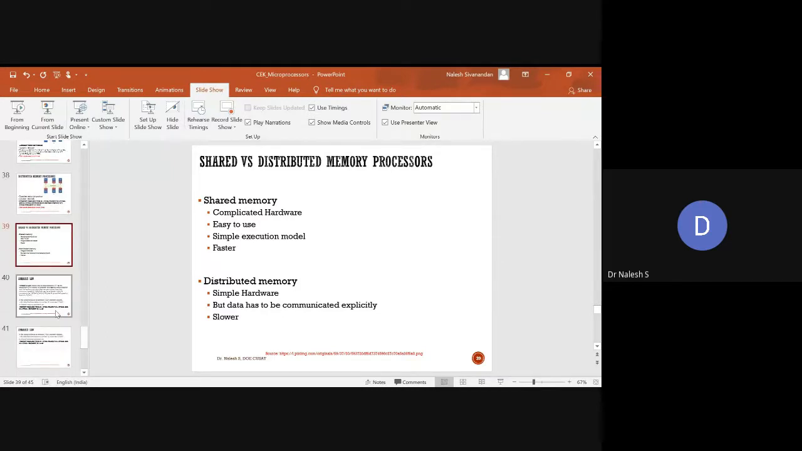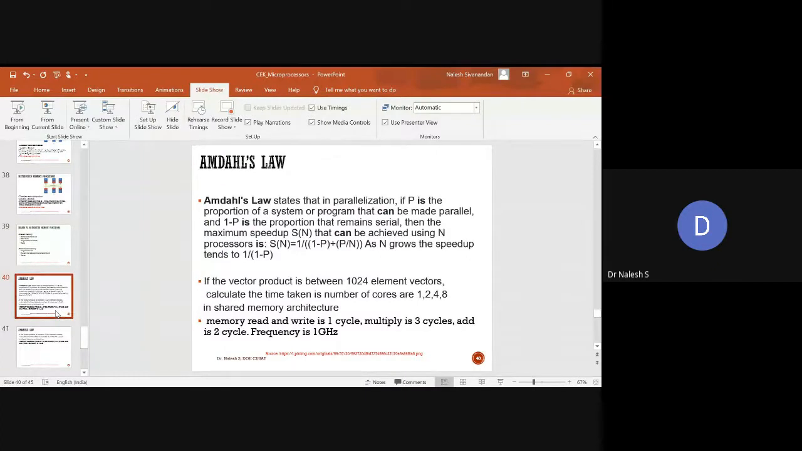Okay, so I will cover one more topic. That is about shared and distributed processes. But there is one important law called Amdahl's law, which governs this execution in distributed processors or multi-processors. So we are utilizing parallelism in the program or between the tasks to improve the performance. But Amdahl's law states that every program will have some portion which is parallel and some portion which is serial.